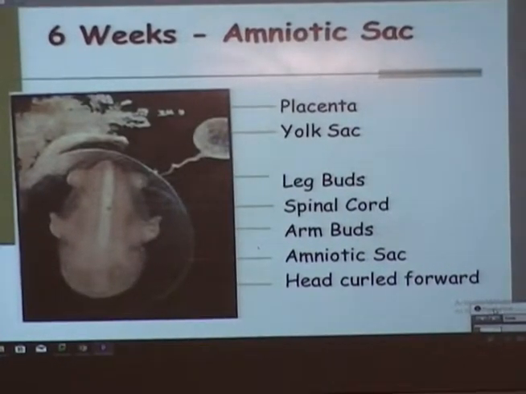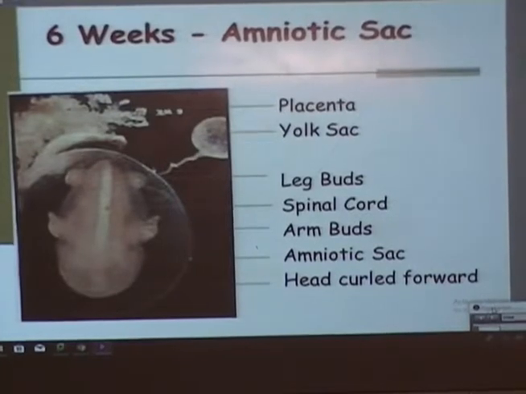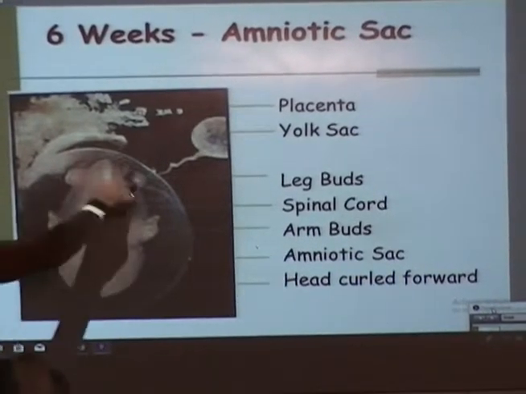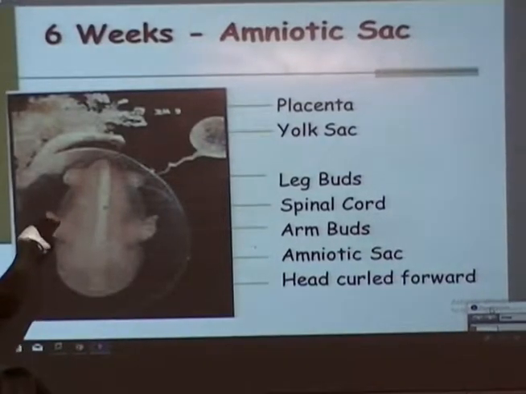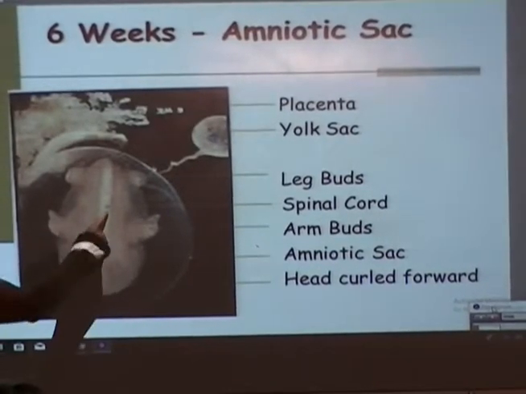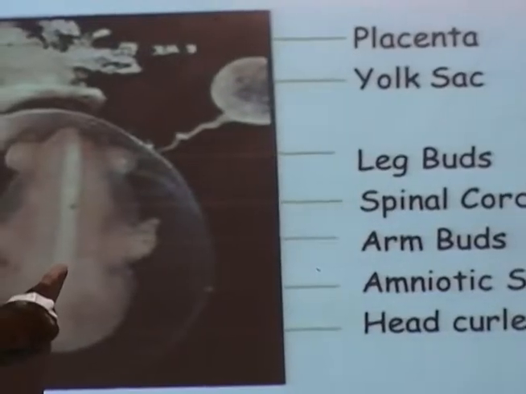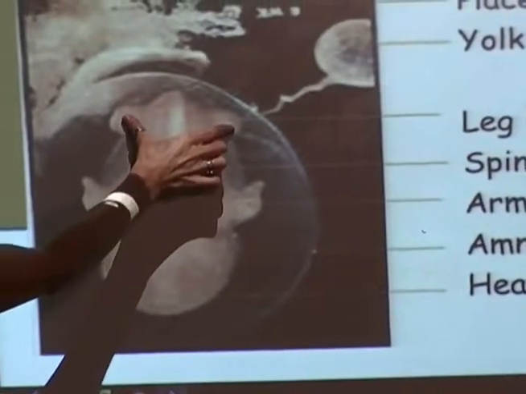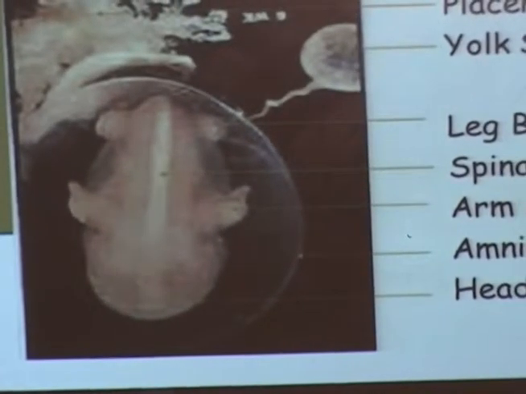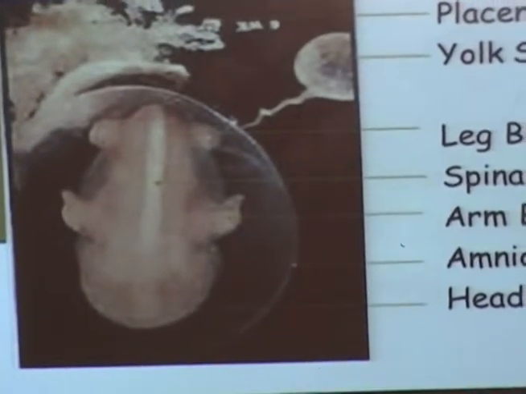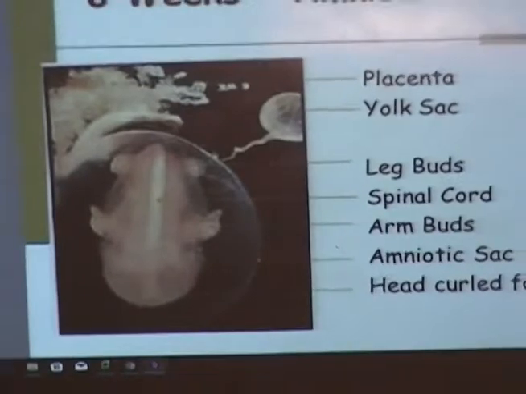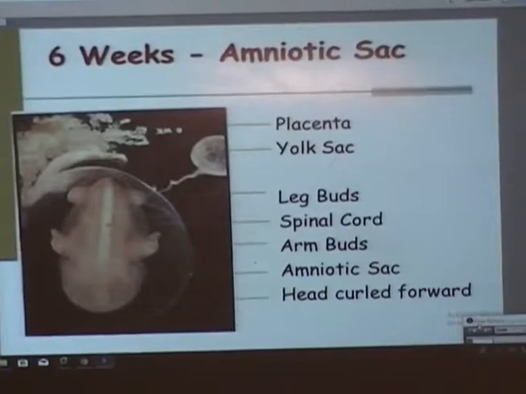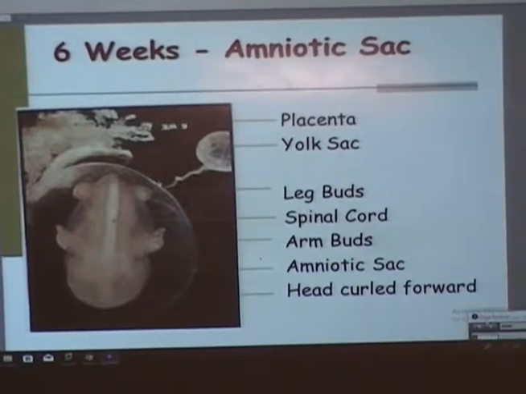At 6 weeks, this one is a nice view, shows you the amniotic sac. So the baby is getting some nutrition from the amniotic sac. And you've got a very good view of the development of the spinal cord here. Here are the arm buds, here are the leg buds. Still an embryo, not a fetus yet.